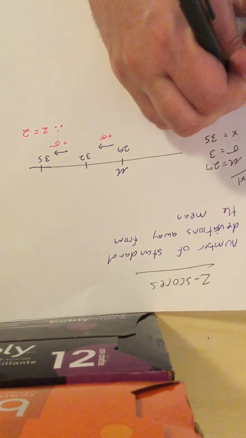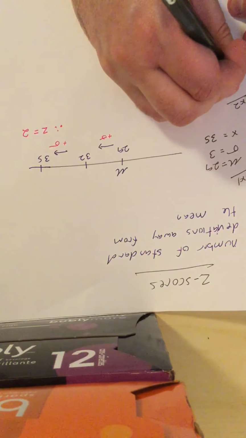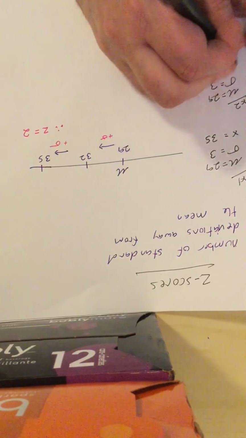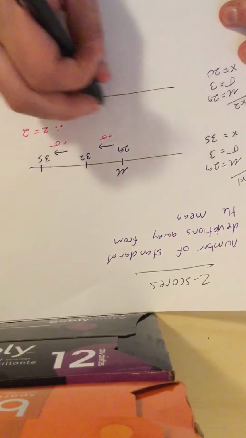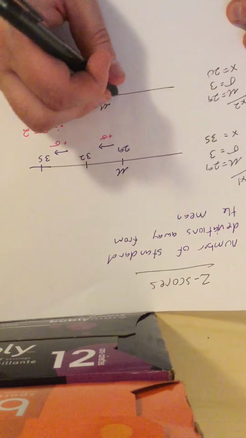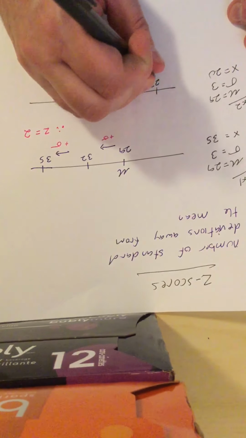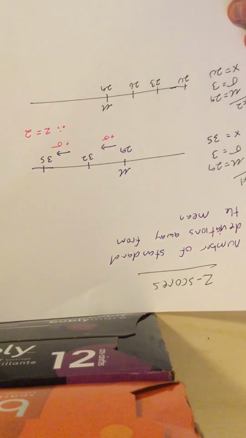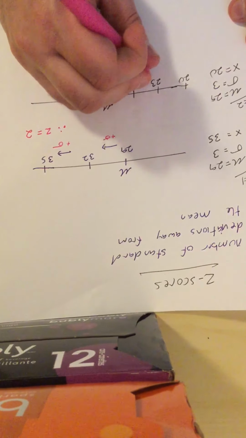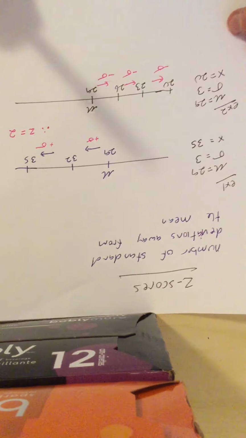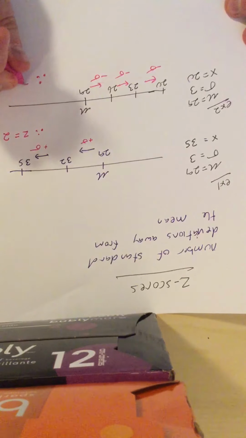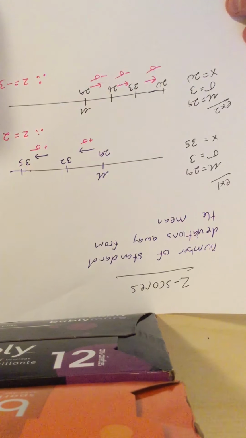Now, let's say the mean is 29 and the standard deviation is 3, but our x value is 20. Here the mean is 29, but now we're below. As we go down by standard deviations, we're going to be minus a standard deviation, minus a standard deviation, and then minus a standard deviation. So we can see that 20 is 3 standard deviations below the mean. And the way we show that is that z is -3.